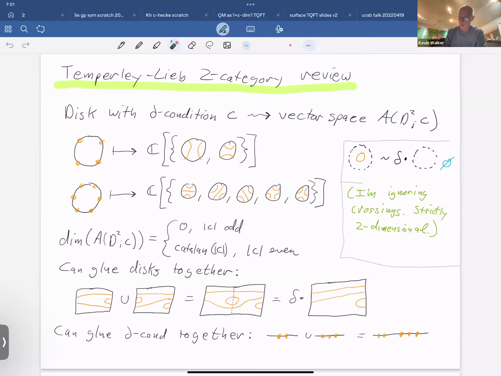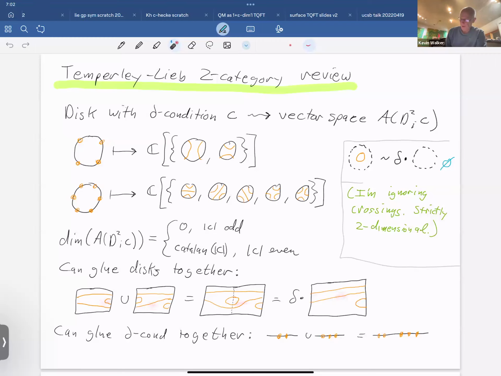Given a disk with a boundary condition, which is some number of points in the boundary, we can form a vector space. It's the span of ways of connecting up the points with arcs. And if for some reason we found a closed component somewhere in there, we would replace it with a scalar, d or delta. I should also say I'm doing the purely two-dimensional version of this, so I'm not going to consider crossings here. And so the dimension of this vector space is a Catalan number. If the number of points is odd, it's zero dimensional. Otherwise, it's a Catalan number, which has a lot of interesting combinatorial properties.